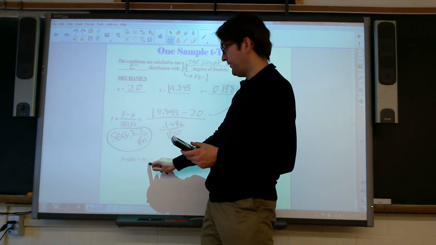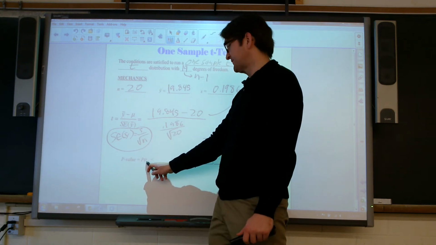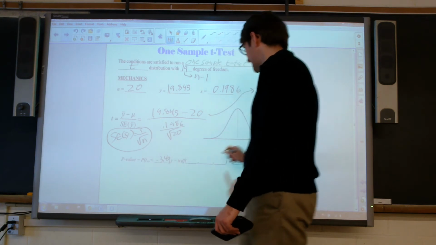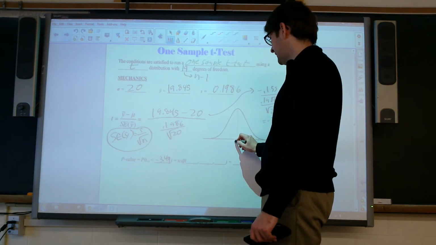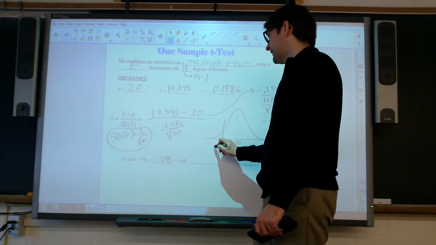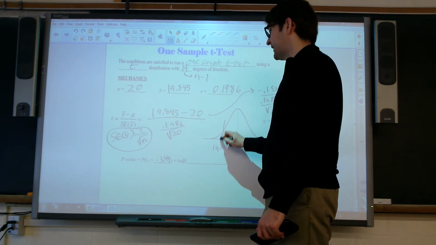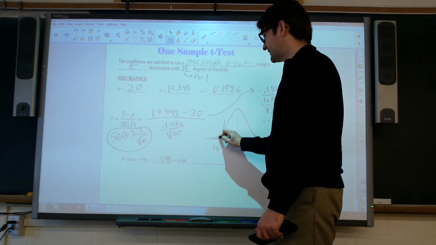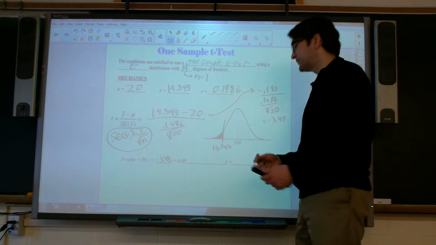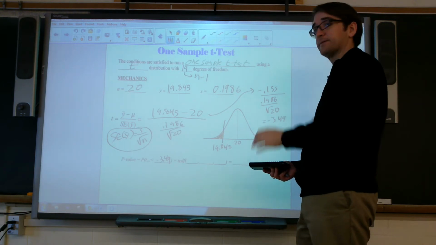So I'm looking at my p-value: what's the probability that t with 19 degrees of freedom is less than negative 3.49? Given that I expected an average pour of 20, the probability that I actually observed an average pour of 19.845, that or more extreme. Now, 3 standard errors away is still significant, even on the t-distribution.